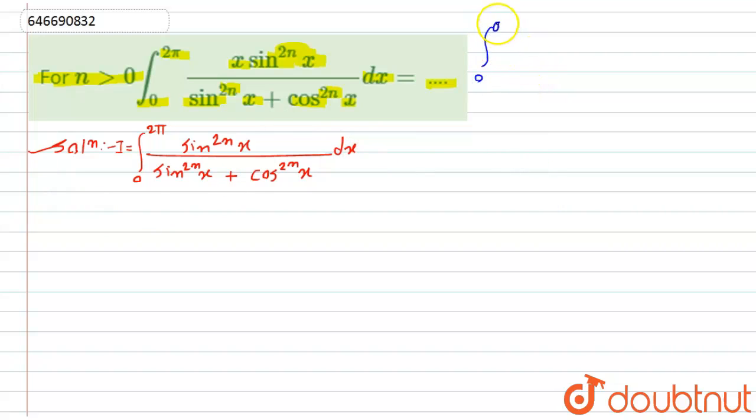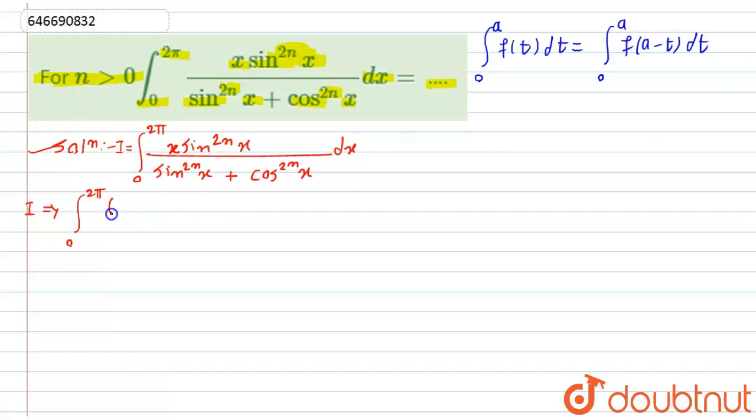We know that the integral from 0 to a of f(t) dt can be expanded as the integral from 0 to a of f(a minus t) dt. By using this property, I will become the integration from 0 to 2π. In the place of a we have 2π, and here we keep the x.